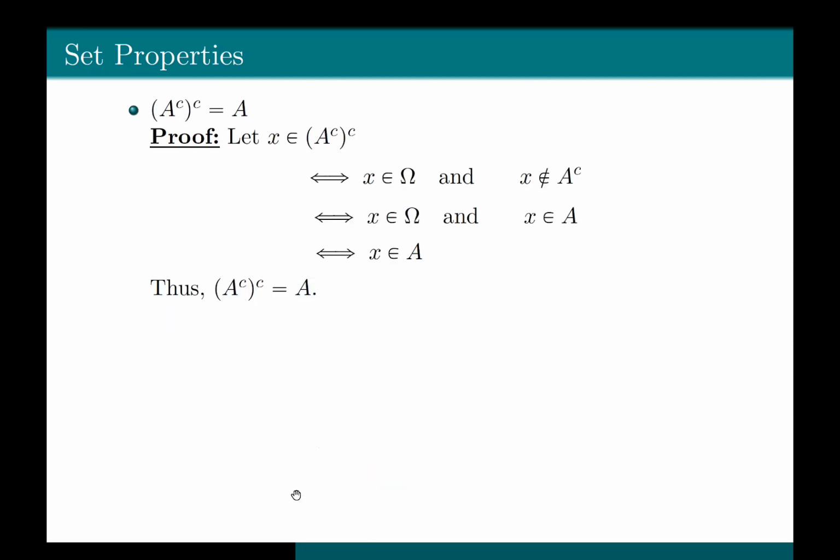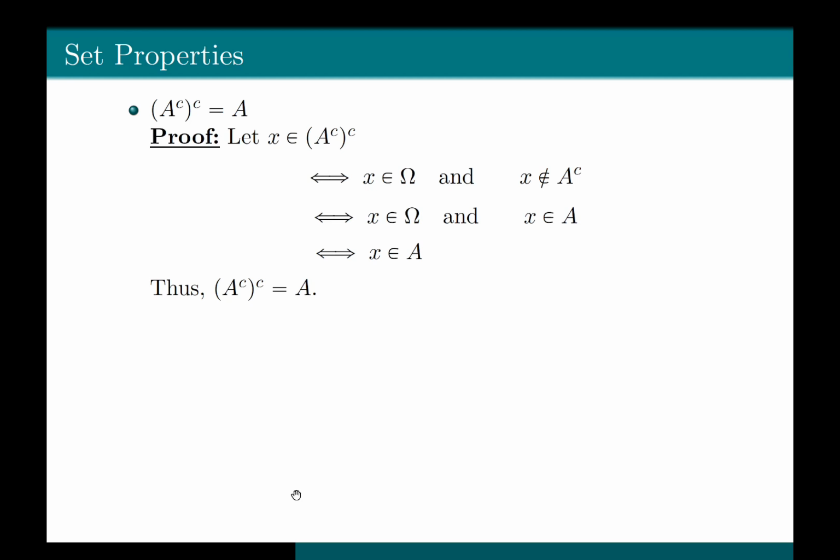Okay, let's move to the next proof, which says that if you take the complement of a complement of a set, you get the set itself. As I said, whenever you have to prove equality, you use the definition that two sets are equal when X is a subset of Y and Y is a subset of X. So if we have to prove that, we'll have to prove that A complement's complement is a subset of A and A is a subset of A complement's complement.